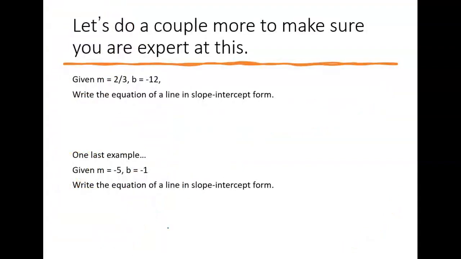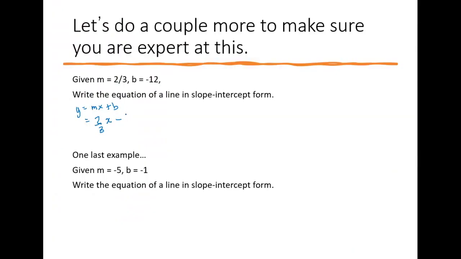So let's make sure we're experts at this. Let's try a couple more. So we have m equals 2/3 and b equals -12. So we always start by writing the equation of our line. So y equals mx plus b. My m is 2/3. And my b is -12.